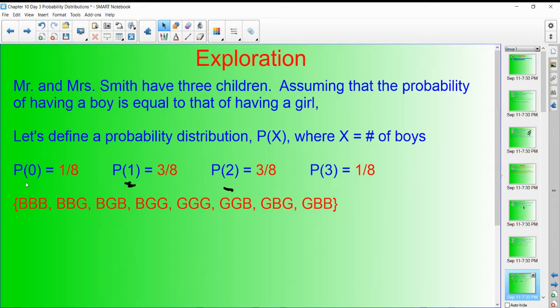Now, this is not a uniform distribution, though. Uniform would mean that all of the probabilities are the same. Each event is equally likely. Now, it's much more likely you have one or two boys in a three-child family than you have all boys or no boys.